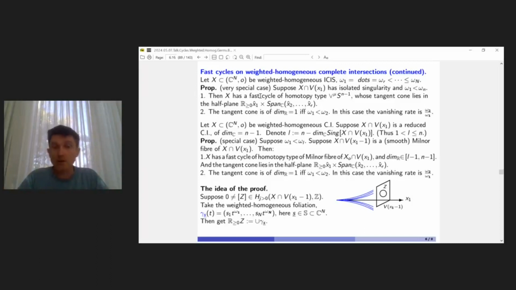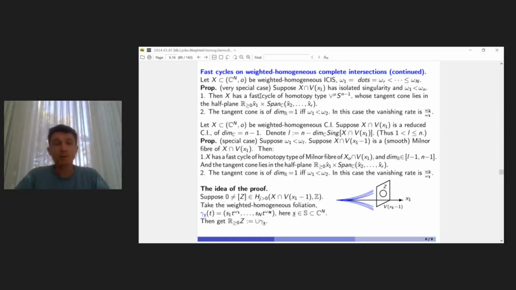Yes, and then once we have found a non-trivial cycle Z in the section, we will get the fast cycle in this way. So this is sort of a horn. Yes, as we go towards the origin, Z will shrink, and at a rate which is faster than linear. Good. So this is the idea of the proof.